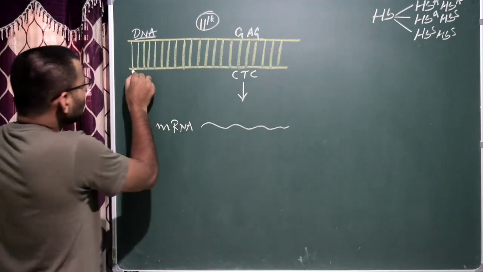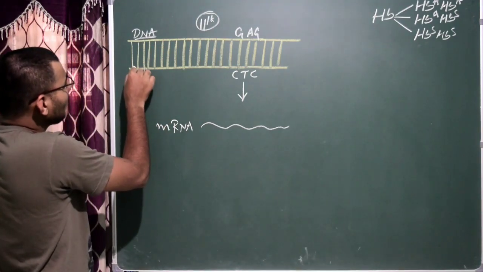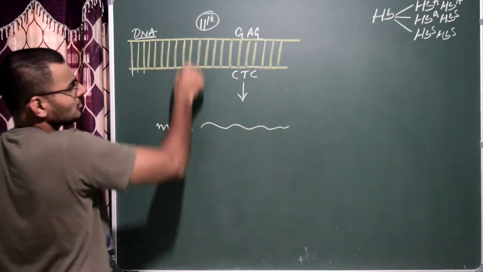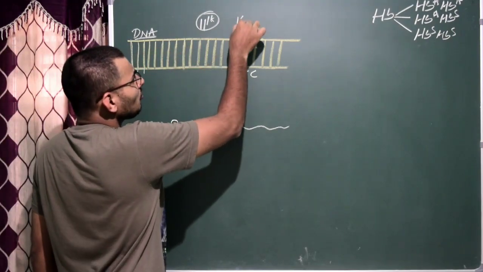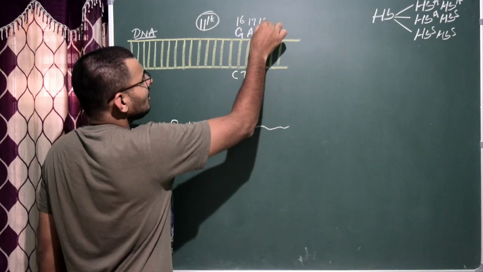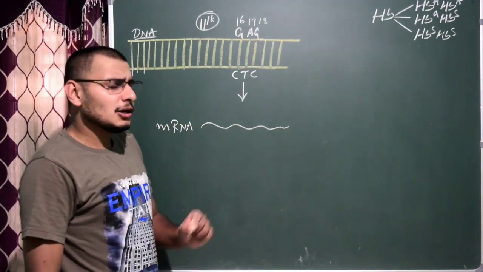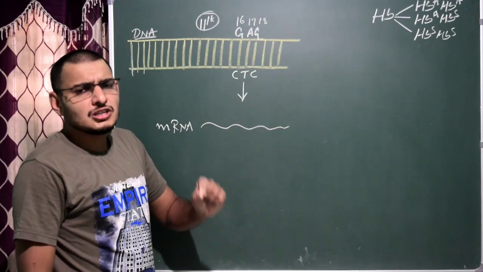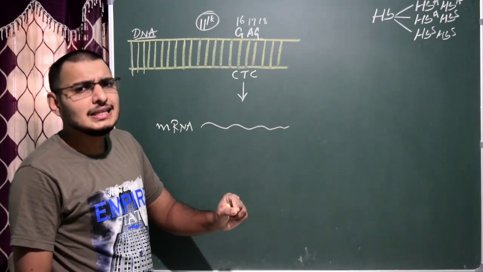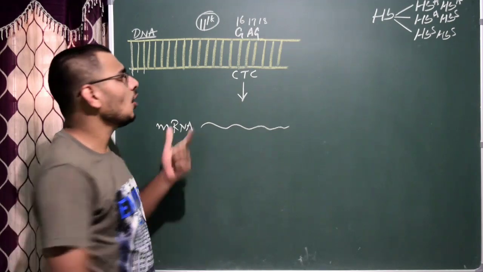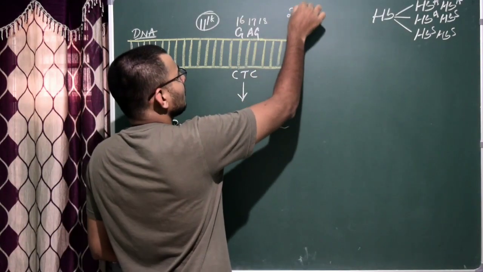And see, you can count the total number of nitrogenous base pairs. So this is 1, 2, 3, 4, 5, 6. This is the 16th one, this is the 17th base pair, this is the 18th one, this is 19, 20, 21. Please remember, you may get a question: how many nitrogenous base pairs are present in the gene which is responsible for the production of the beta globin chain? How many are there? Total 21 are there.